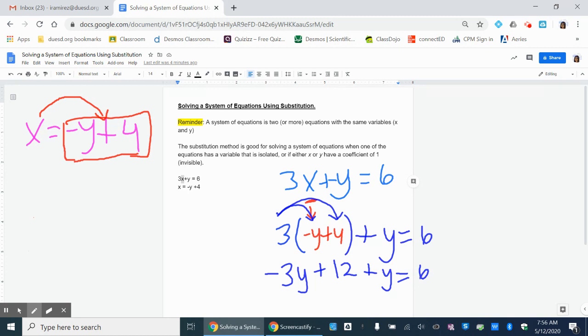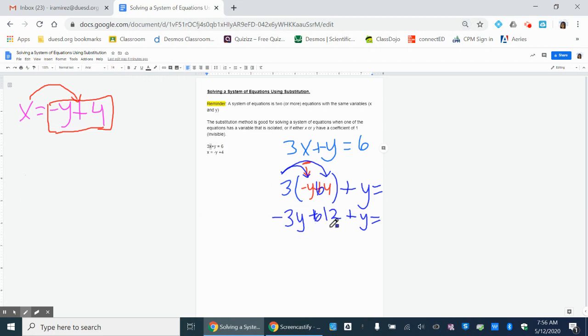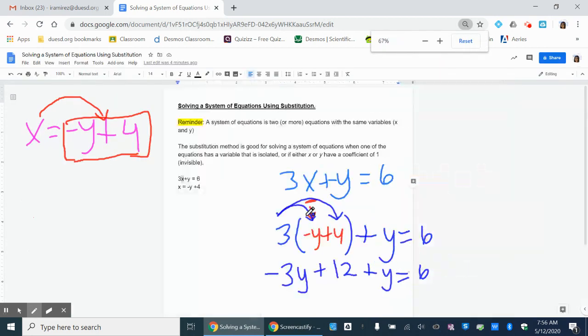And then the next step is to simplify both sides of the equation by combining like terms. As we can see here, we have the like terms of negative 3y and y. So I'm going to go ahead and combine those. And then we get negative 2y plus 12, because then we just bring down that 12, equals 6.